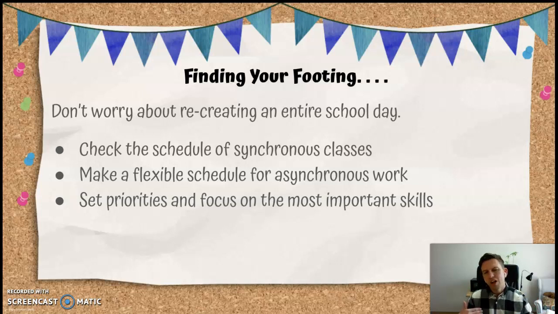Also, it's really important to set priorities and focus on the most important skills. You may not be able to get to everything. So if you can only get to a few things, what are the things that you know your child needs to work on? What are the areas where maybe you saw your child regress previously when we were in remote learning that you need to really make sure they get to this time around? So think about that.